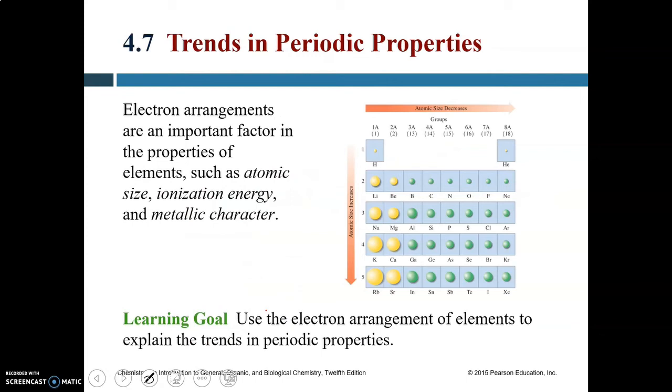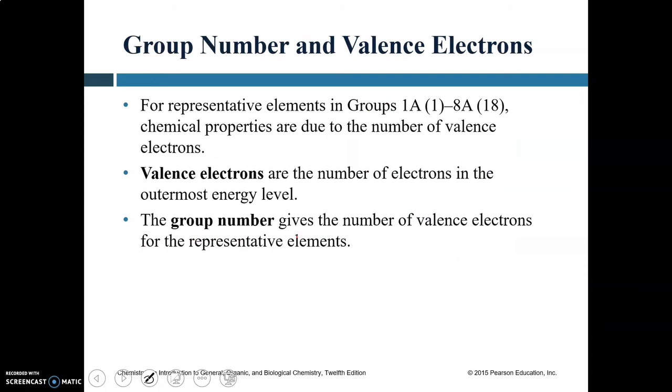So these electron arrangements are really important to determine the properties of elements. Properties such as the atomic size, the energy of ionization, and the metallic character of an element. So we're going to focus on representative elements in the groups from 1A to 8A, and their chemical properties are determined by the number of so-called valence electrons.